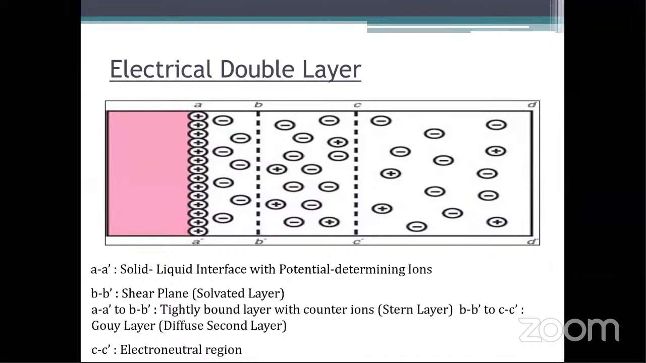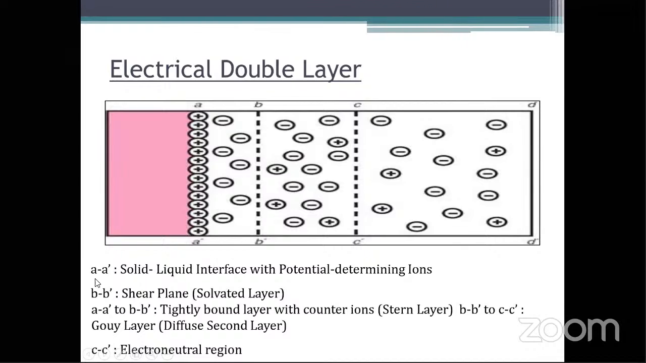For example, one electrode is dipped into one electrolyte solution. This is the electrolyte solution where different ions are distributed. See, anions and cations are both present and distributed throughout the solution. And this is the solid surface. And this is A dash, where cations are attached. This is known as the solid liquid interface where all those cations are attached.